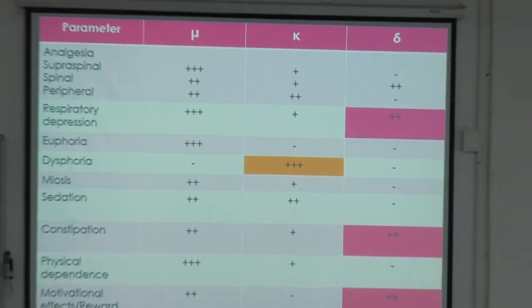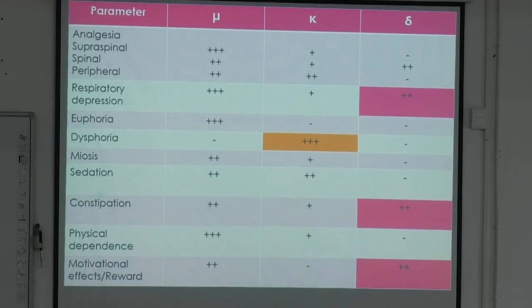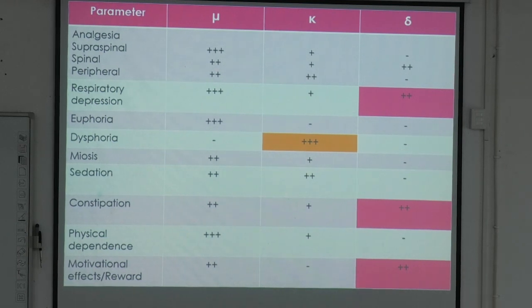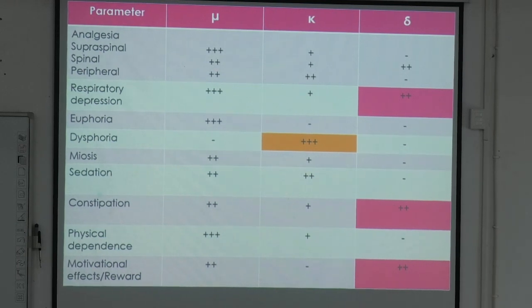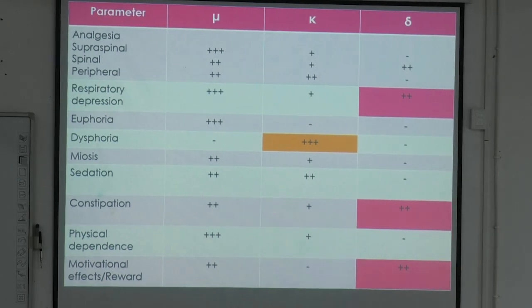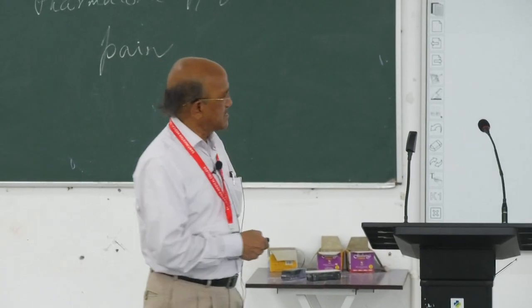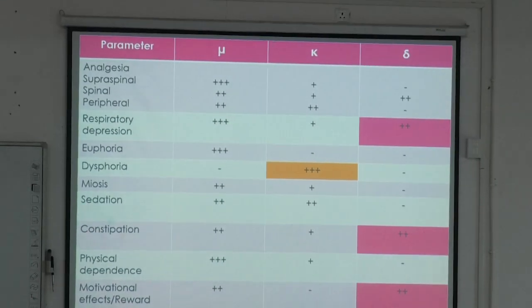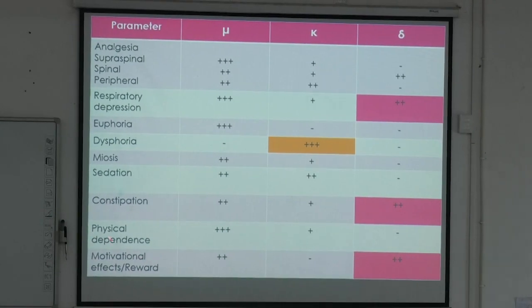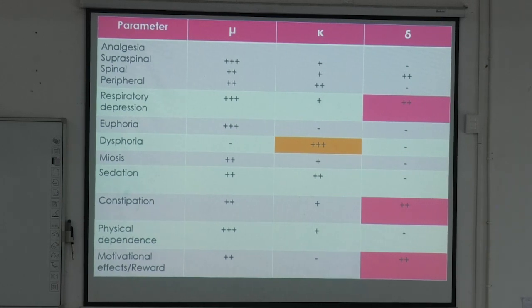Now these main three receptors and some important characters. Mu receptor has almost all the effects, starting from analgesia, respiratory depression, euphoria, but it cannot produce dysphoria. Mu receptor is not associated with dysphoria, and it causes miosis, sedation, constipation, much physical dependence and reward. So all can be seen with mu opioid receptor stimulation.